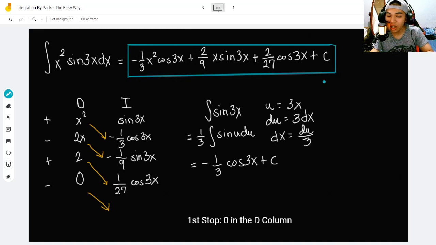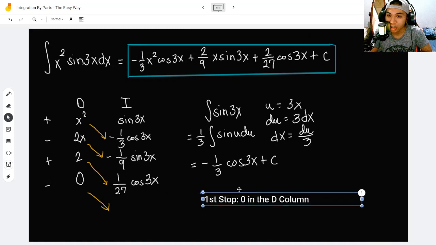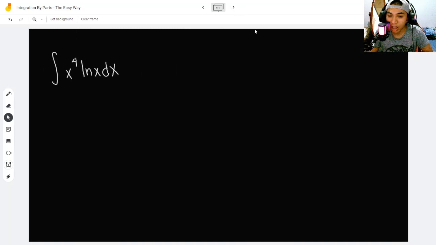All right, you can actually test it using the usual integration by parts, the LIATE method and all that, you can try that. But this is the answer. And the first stop. Remember the first stop? 0 in the D column. Okay? Now we move on to another integral.